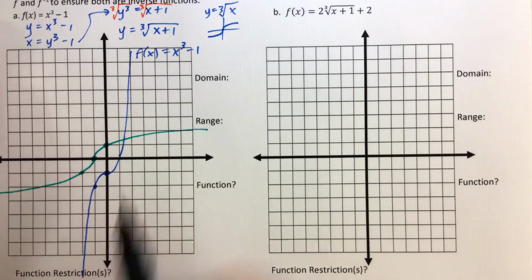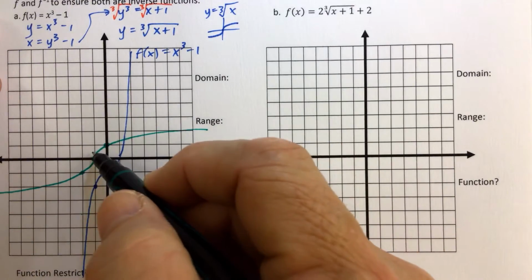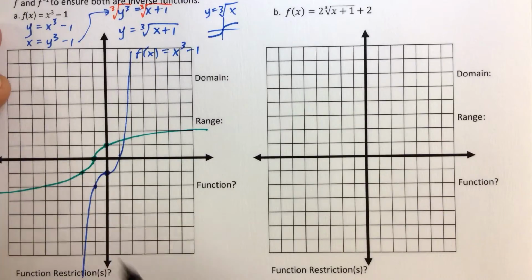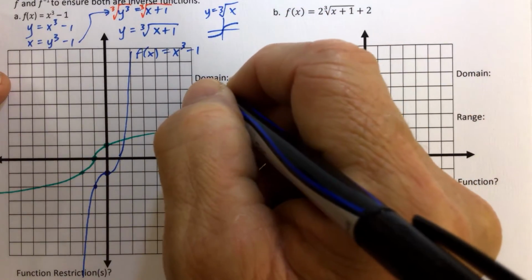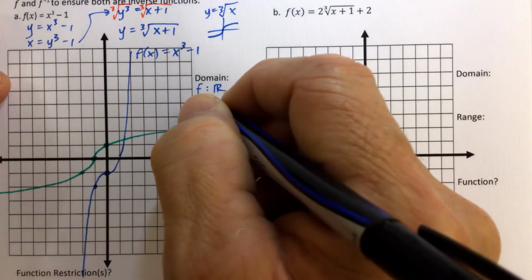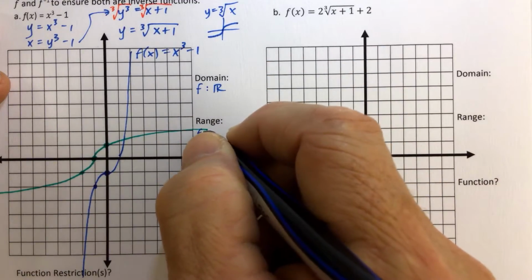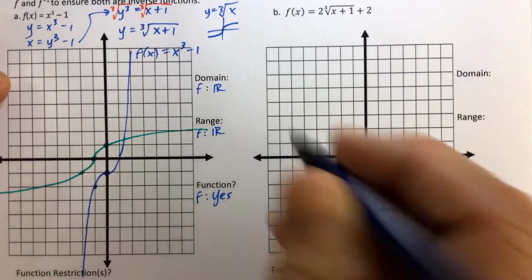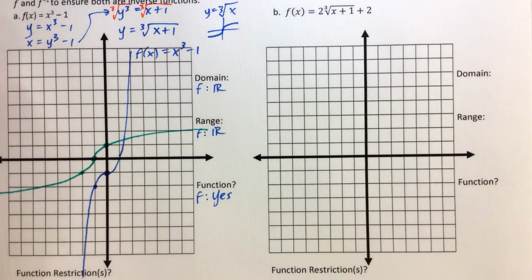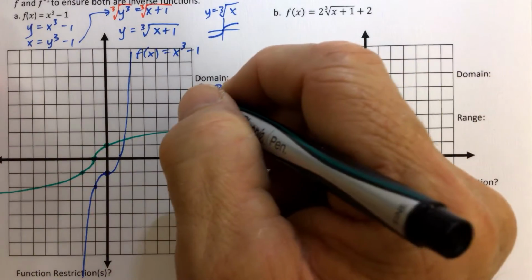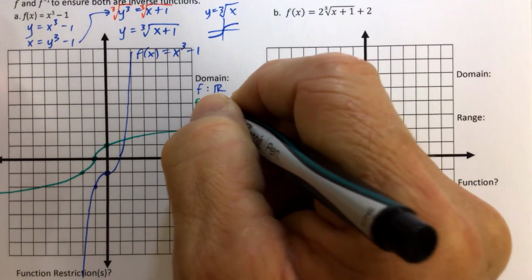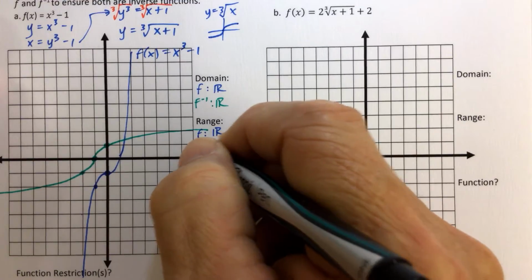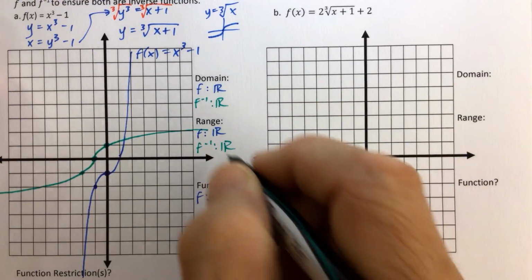We have both of these graphs, then f and f inverse are symmetrical with respect to the line y equals x. And all right, well, let's go ahead and figure out the domain and range of each. F, the domain, is all real numbers. The range of f, all real numbers. Is it a function? Yes, it's given to us as a function, so it's going to be a function. And then f inverse, the domain is all real numbers. The range of f inverse, again, all real numbers.